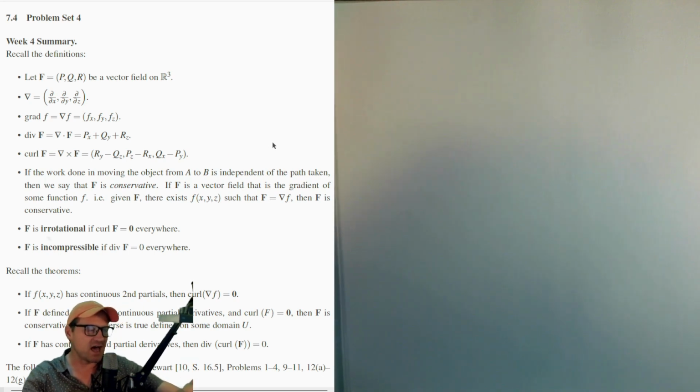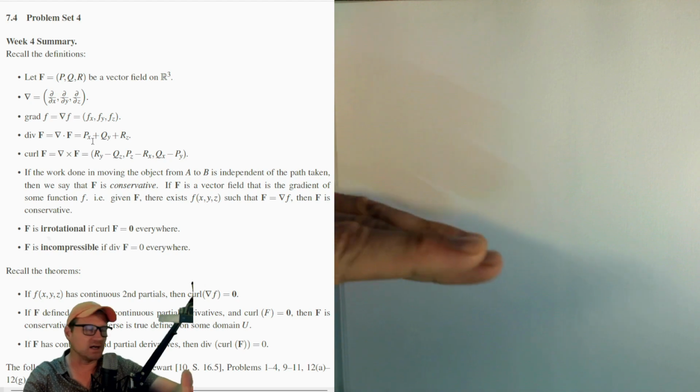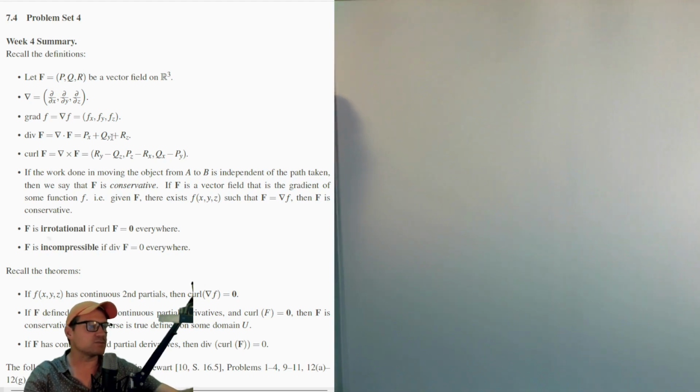So div F can be thought of, as an aid to memory, as the dot product of this nabla with the vector field uppercase F. If you were to take that dot product, you would get the sum of each of these 3 functions differentiated partially with respect to each of the letters x, y, and z. So the sum of those: P_x plus Q_y plus R_z.